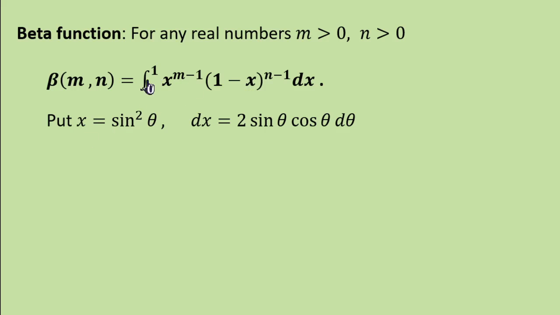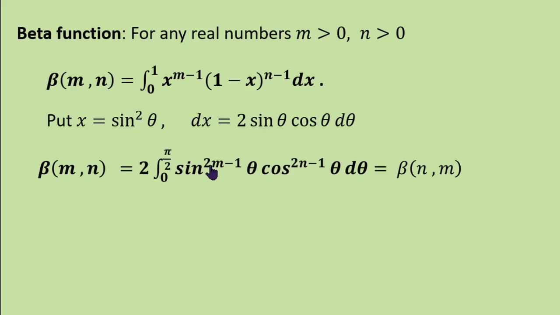Therefore, this integral becomes 0 to pi by 2 sin^(2m-2) theta, and here one more sin theta comes from dx. So, sin^(2m-1) theta cos^(2n-1) theta d theta into 2. Therefore, 2 times the integral 0 to pi by 2 of sin^(2m-1) theta cos^(2n-1) theta d theta. If I replace 1 minus x by y, the formula remains the same. Therefore, we can write beta(m, n) is beta(n, m). Or if I substitute x is cos^2 theta, then also we can prove that beta(m, n) is beta(n, m). So, it is commutative.